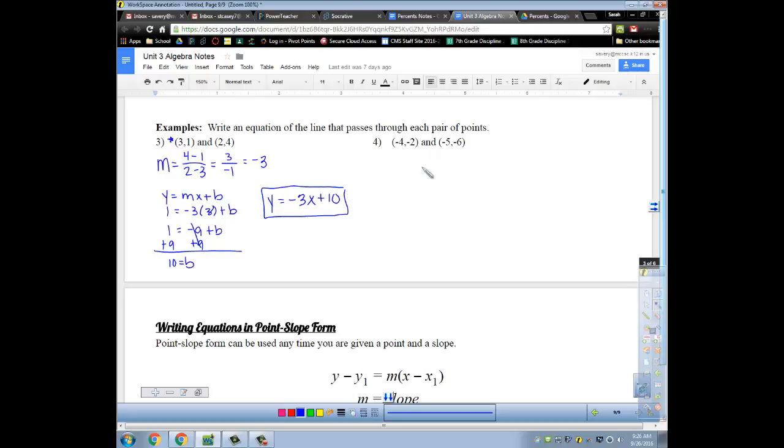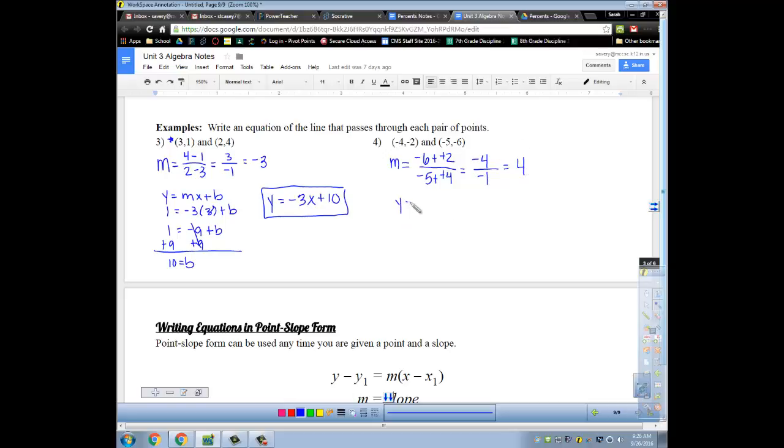Okay, last example. Again, they just gave us 2 points, so we need to find the slope first. Be careful with this one because there's a lot of negatives going on. So subtract the y's on top, negative 6 minus negative 2, and the x's on bottom, negative 5 minus negative 4. So this becomes plus on both. Negative 6 plus 2 is negative 4. Negative 5 plus 4 is negative 1. Negative 4 divided by negative 1 is a positive 4.